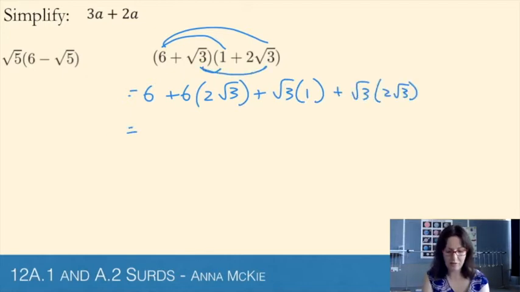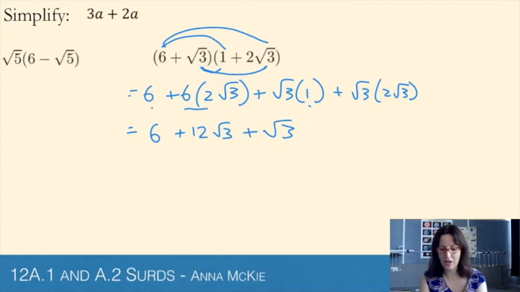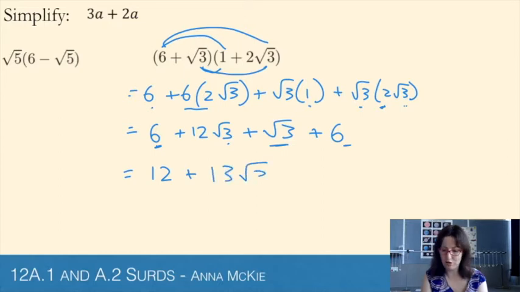And now we're going to simplify a bit further. The 6 stays as a 6. This 6 and this 2 get multiplied together to give us 12 root 3. The 1 root 3 here just stays as one lot of root 3. And over here, think what happens. Root 3 multiplied by root 3 gives us 3, just the whole number of 3, and then that 3 needs to be multiplied by that 2. So we've got 6 at the end. And then collect like terms. We have 6, add 6 to give us 12, and then we've got 12 lots of root 3, and how many lots of root 3 here? 1, so we've got 13 lots of root 3 all up.